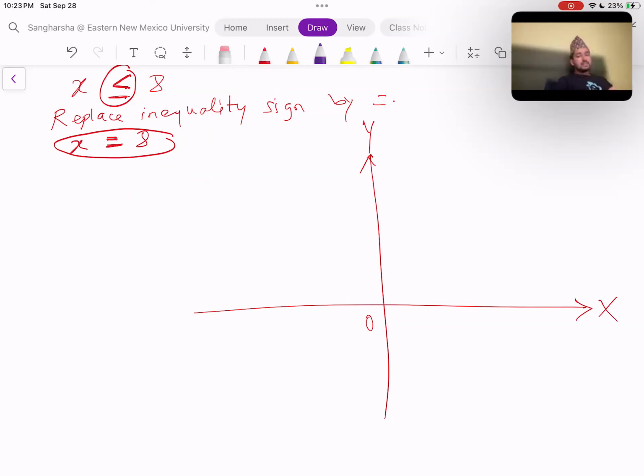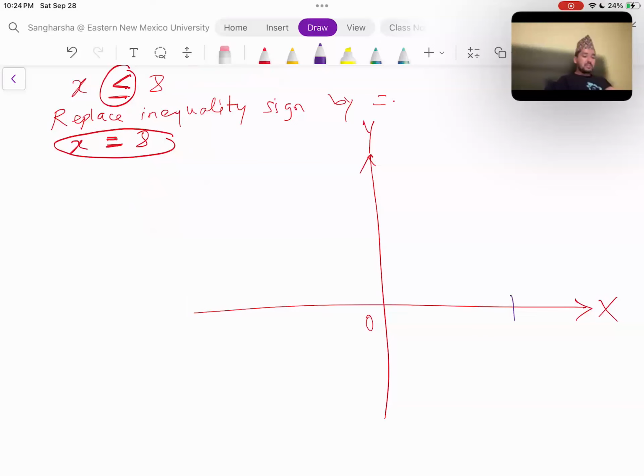We did this in section 2.1, very similar. If we have any equation of the type x equals some number, here we have 8, what would be the graph for this kind of equation? Is it a horizontal line or a vertical line? It's vertical, yes, a vertical line. Okay, so we draw a vertical line at 8.